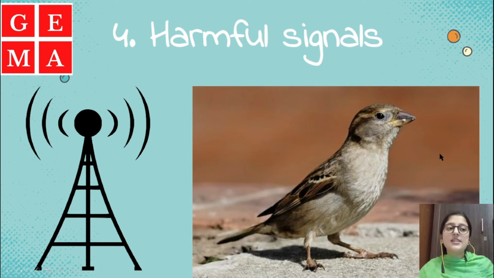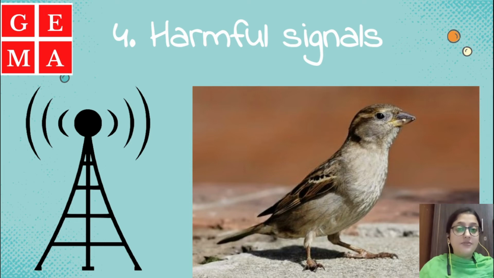Harmful signals. This is a story from India, I'll tell you. Sparrows actually became extinct in certain regions of India. Not extinct throughout India or completely from the world, but from certain places of India, like in the region I live, I cannot see the sparrows. The sparrows are very, very rare, okay? They're almost extinct, but throughout India, yes, they are endangered.